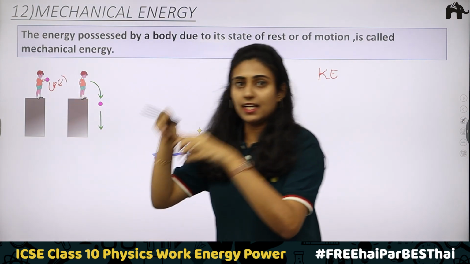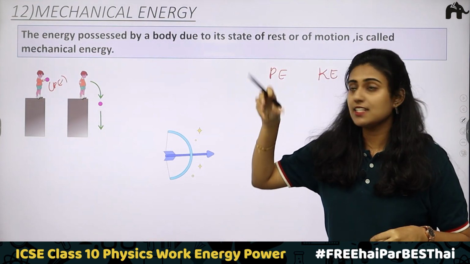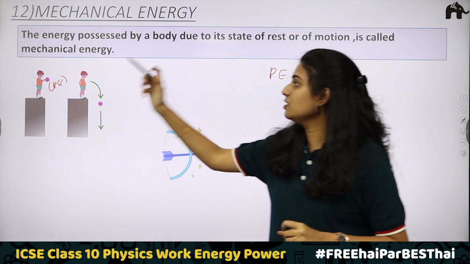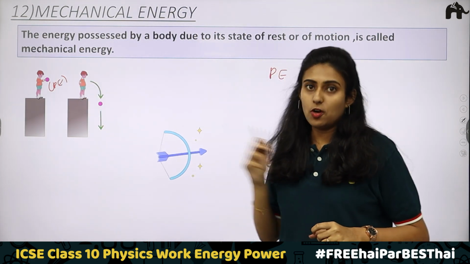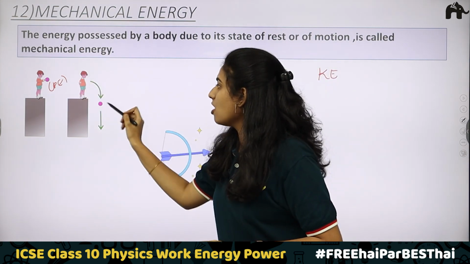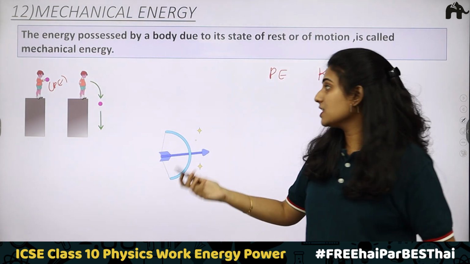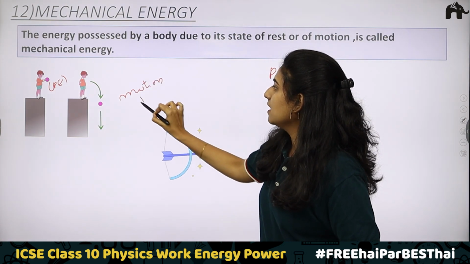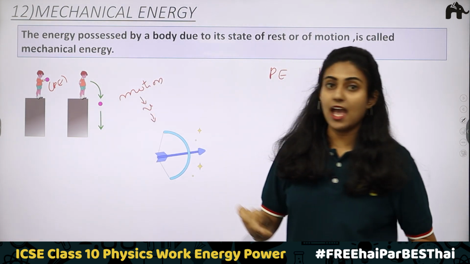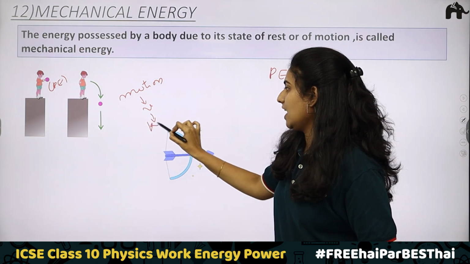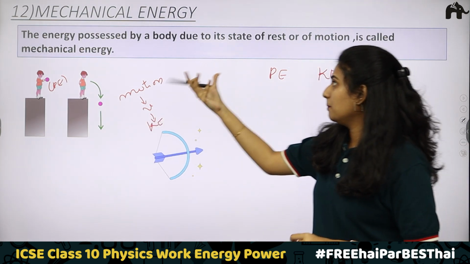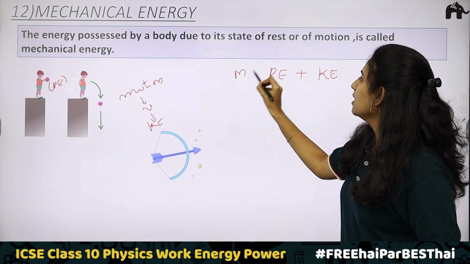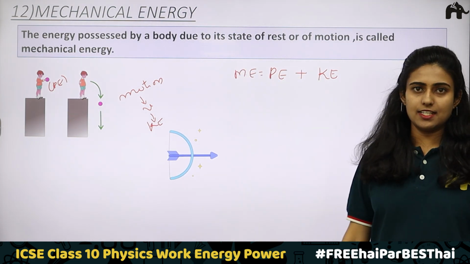The ball is held at a height. When the ball is held at a height, it has potential energy due to its position. Energy possessed due to position is called potential energy. When it is dropped down, what is happening? The ball is moving. The ball is in motion. When there is motion, the ball has velocity and it will have kinetic energy. Mechanical energy is always the sum of potential energy and kinetic energy.